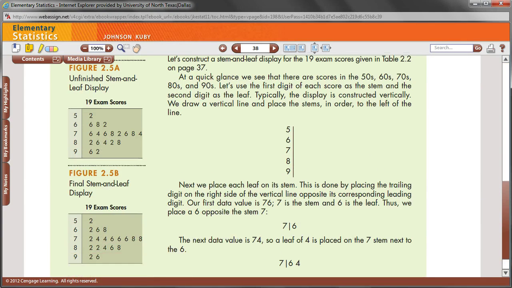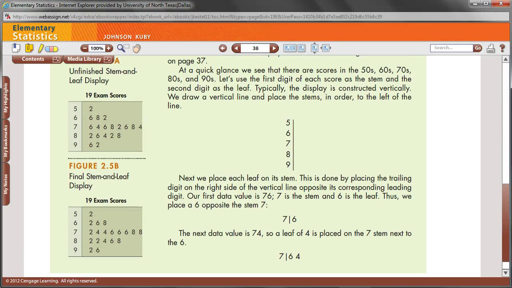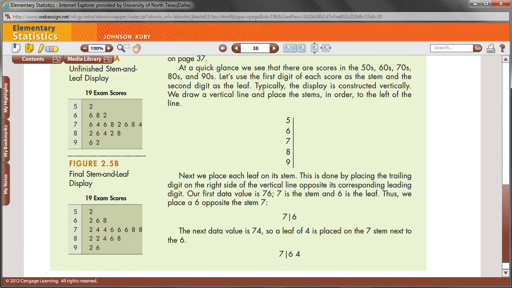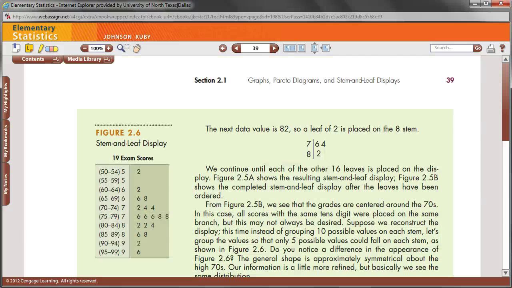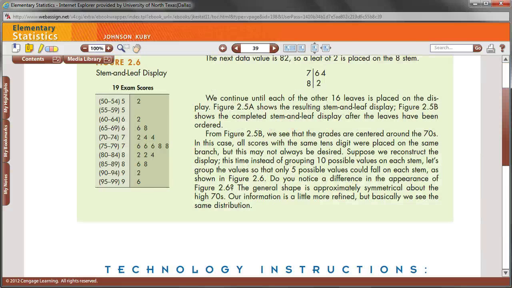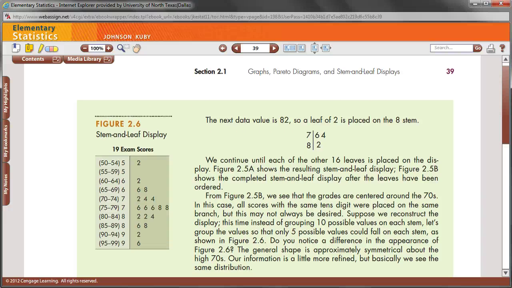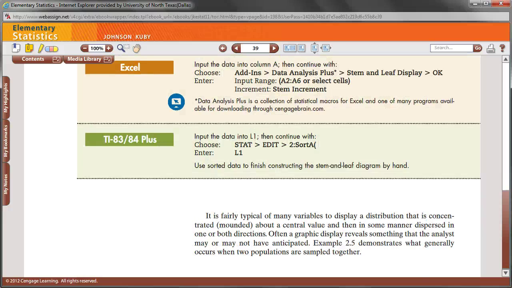And here's an example of a stem and leaf, and we have 10s on the left hand side and 1s on the right hand side, and we have this kind of stem and leaf display, same thing as we saw before.